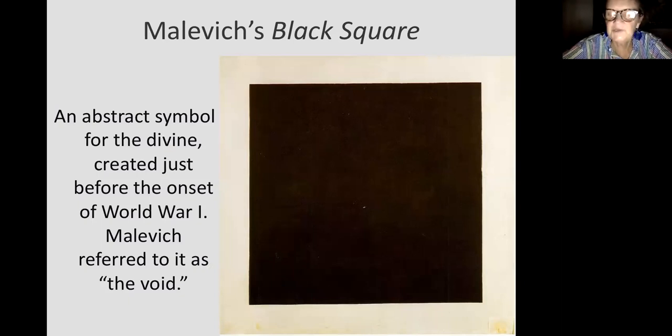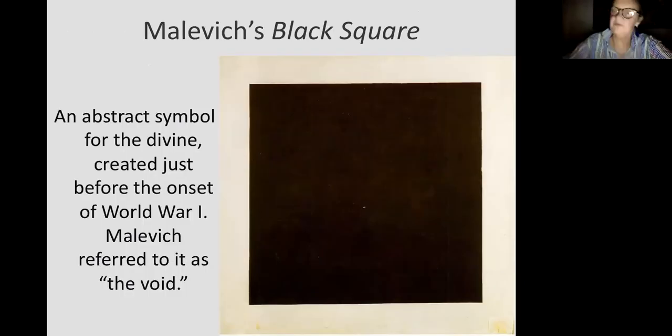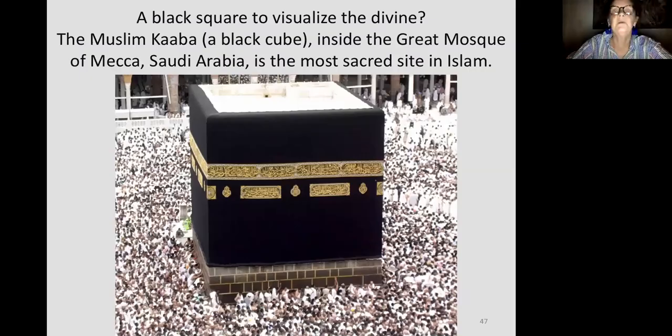I should have mentioned earlier that Rothko often spoke of his work as the void as well. And some people really have trouble understanding how this could refer to the divine, how this could be spiritual. But I just remind you that the Kaaba in Mecca, Saudi Arabia, is the most sacred site in Islam. And what is it but a great big black cube?